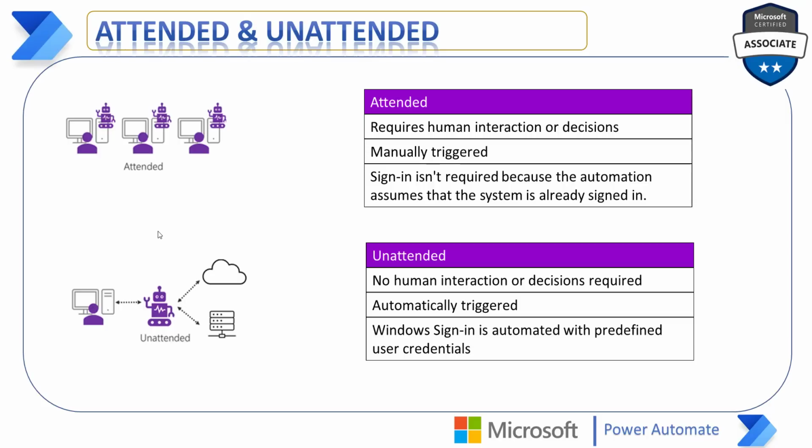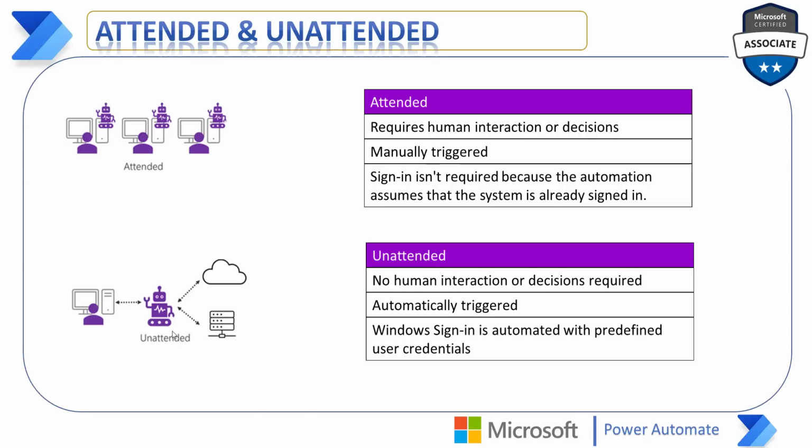In this mode, the automation is executed when the users are in front of their computers. This is suitable when you want to automate the task and process at individual level. The automation is often triggered manually whenever the user wants to run it. The process might require human interaction or decisions between the steps. In attended mode, we will manually trigger it. Sign-in is not required because the automation assumes that the system is already signed in.